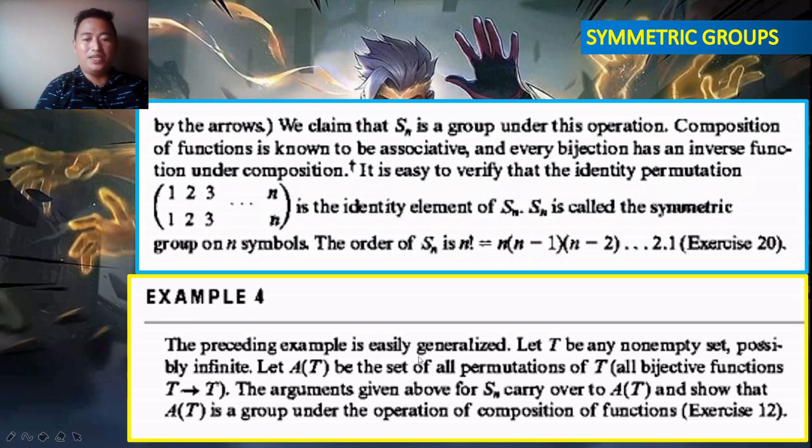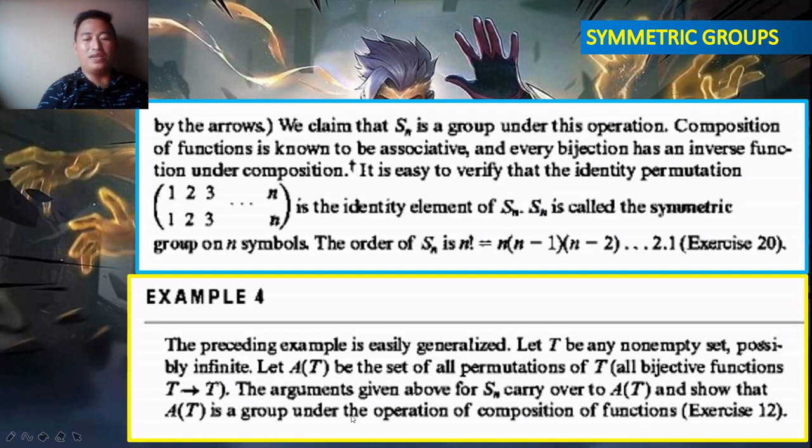Now, example number 4. The preceding example is easily generalized. Let T be a non-empty set, possibly infinite. Our T before was 1, 2, 3, or 1 to n. What if T is a non-empty set, possibly infinite? Let A of T be the set of all permutations of T, all bijective functions T to T. The arguments given above for Sn carry over to A of T, and show that A of T is a group under operation of composition of functions.